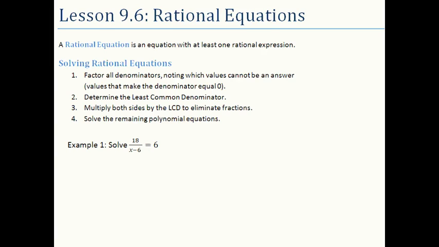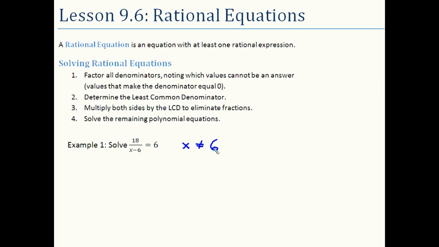For this first one, we want to solve 18 over x minus 6 equals 6. We can't factor the denominators because that's finished already. It's just x minus 6. We do want to note that 6 cannot be an answer, so I'll just write this over here. x cannot equal 6 because 6 makes the denominator 0, and I know that can't be a solution.